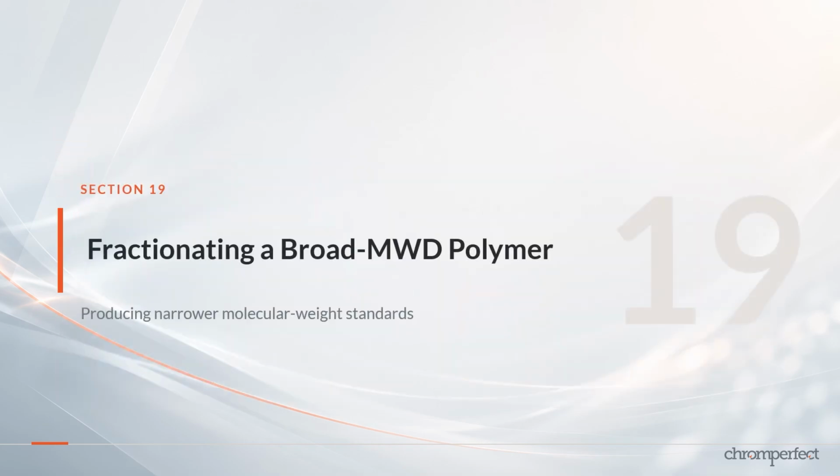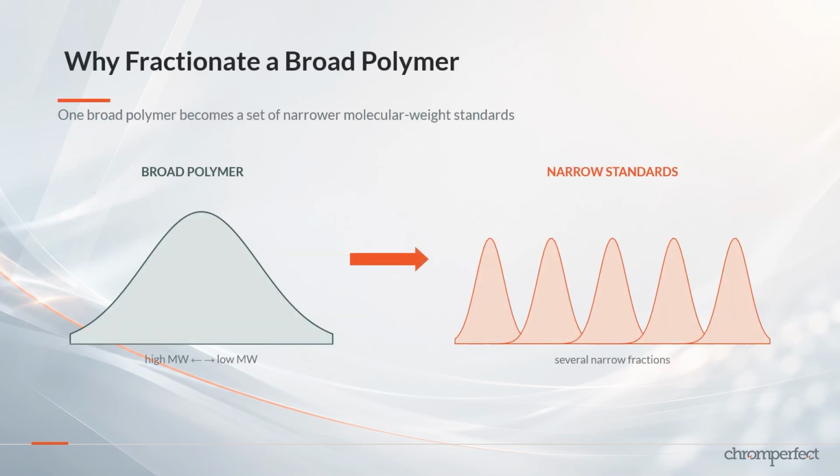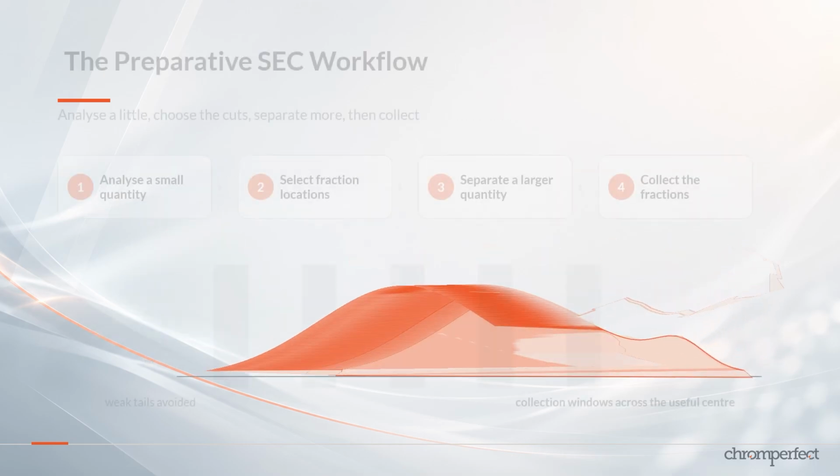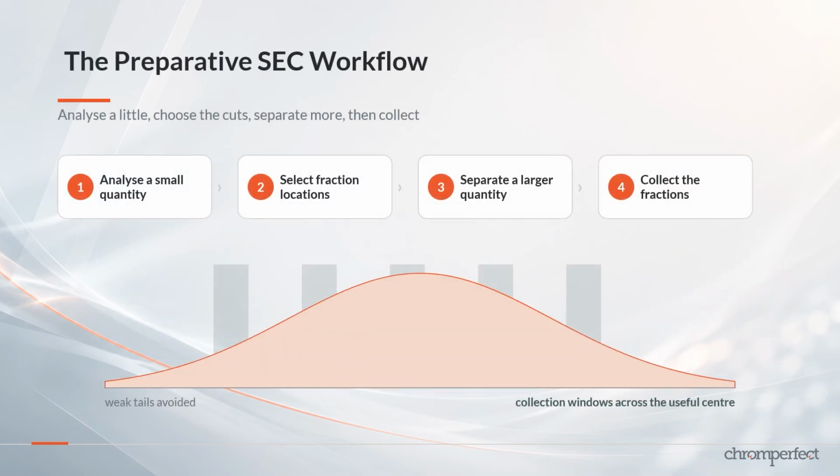Fractionating a Broad-MWD polymer. Narrow molecular weight standards are often produced by fractionating a broad molecular weight distribution polymer. Preparative SEC is frequently the preferred technique. The process begins by analyzing a small quantity of the broad polymer using an appropriate analytical column. The chromatogram is examined to identify suitable fraction locations. Several elution regions are selected where significant amounts of polymer are present. A larger quantity of the same polymer is then separated under preparative conditions. Fractions are collected at the selected elution positions.